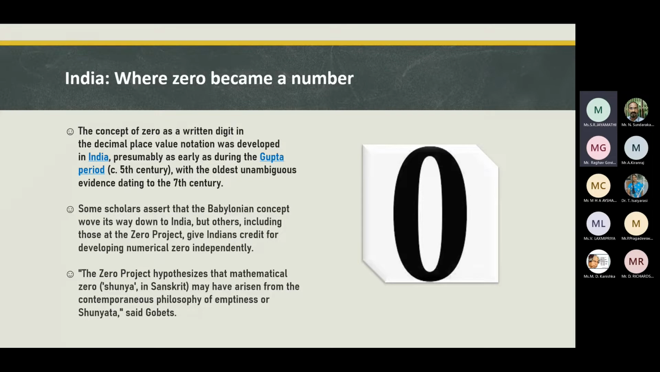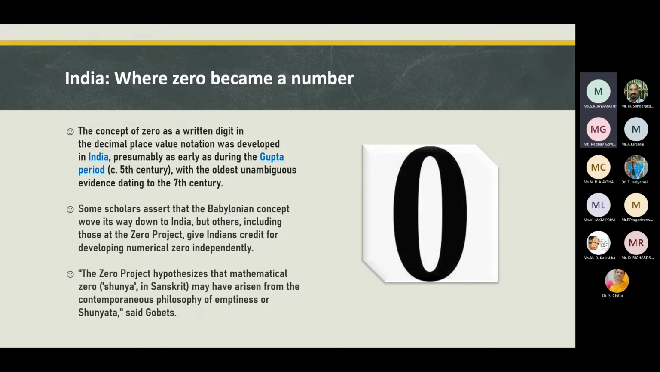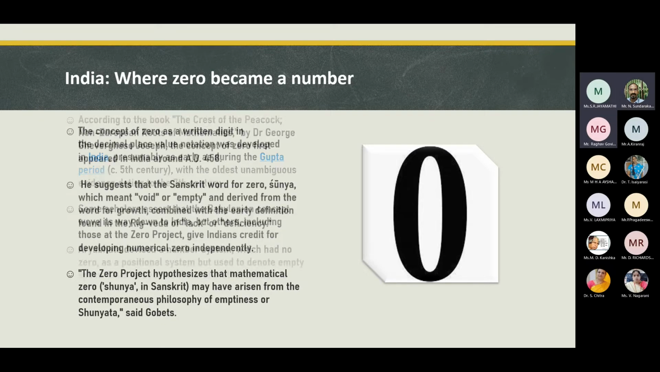Some scholars assert that the Babylonian concept wove its way down to India, but others, including those at the Project Zero, give Indians the credit for developing numerical zero independently. The Zero Project hypothesizes that mathematical zero, that is shunya in Sanskrit, may have arisen from the contemporaneous philosophy of emptiness or shunyata, said Gobbets.